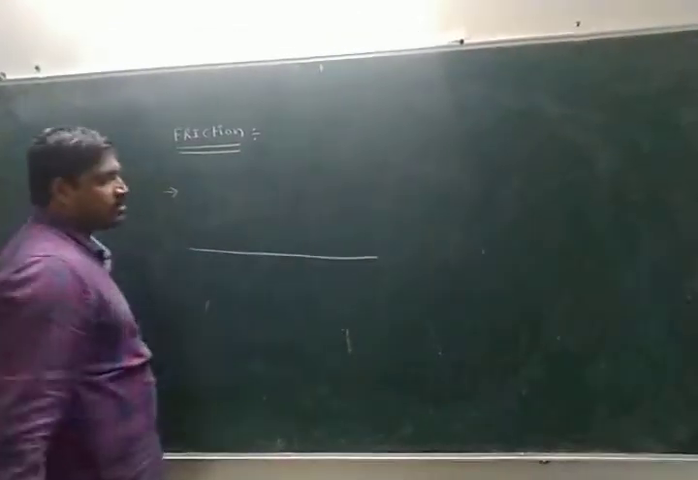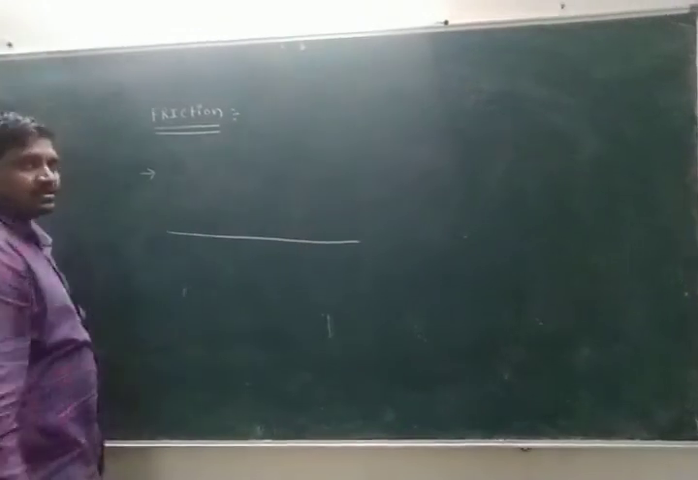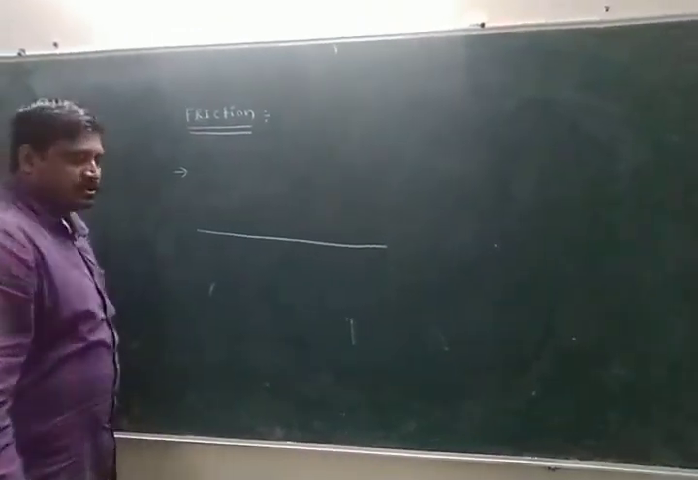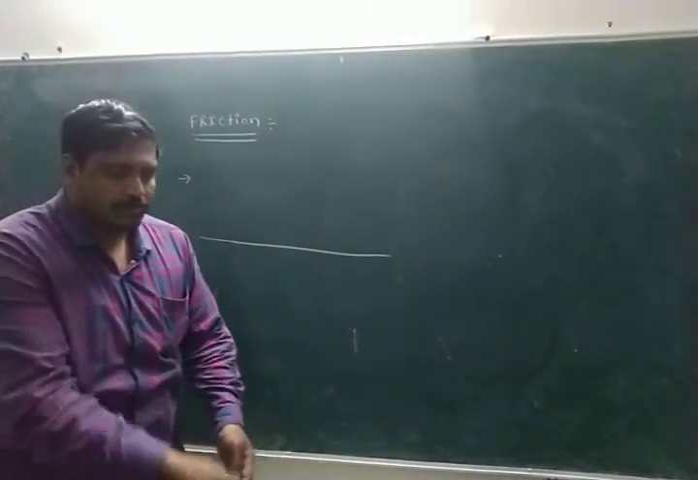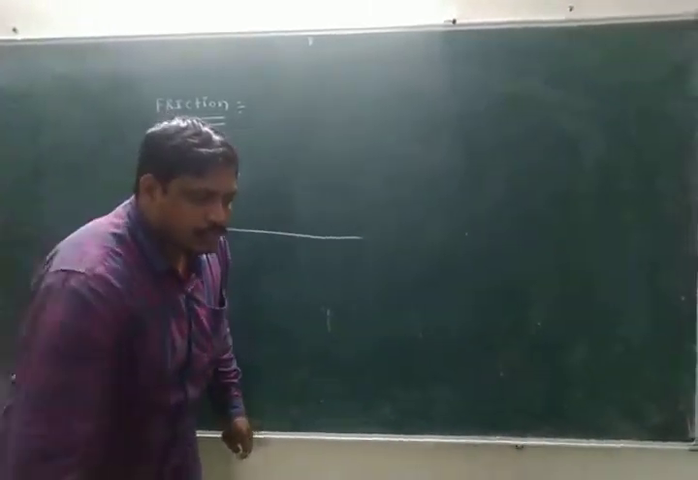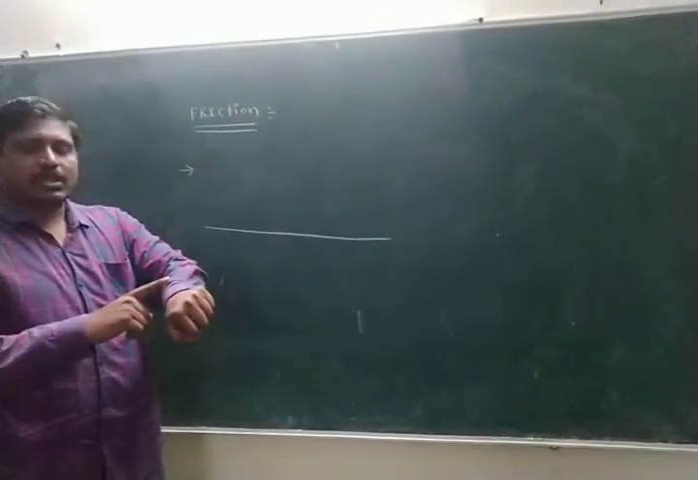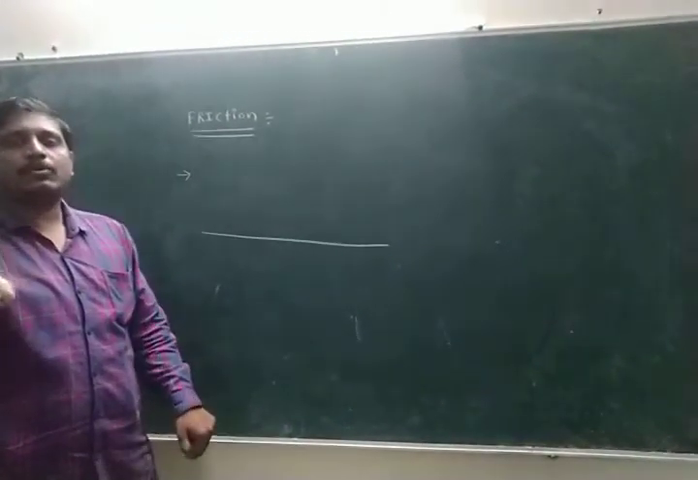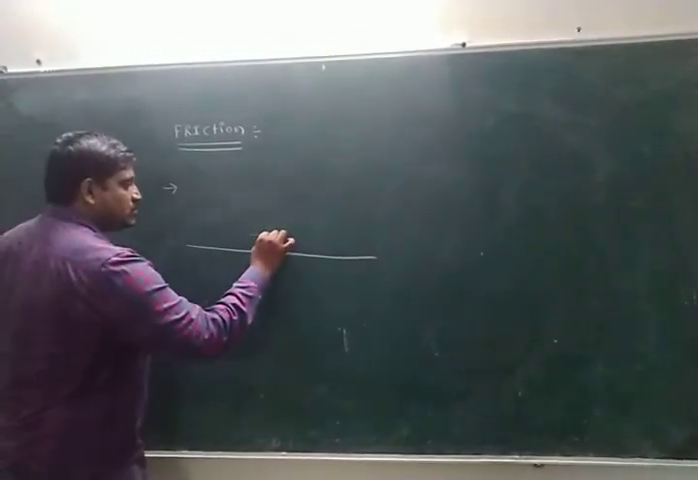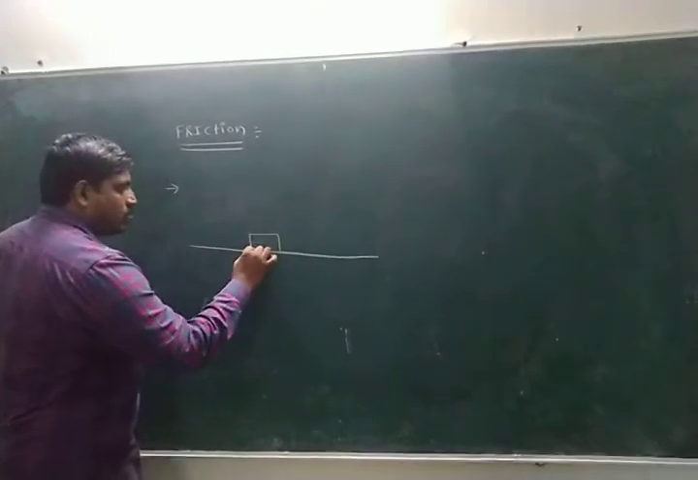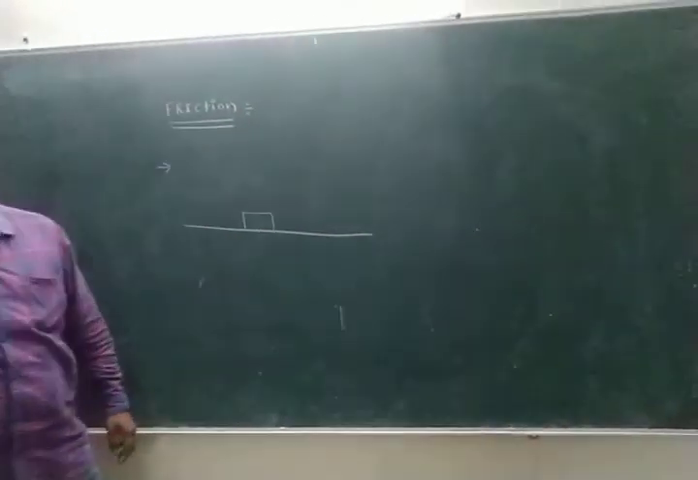This is a rough surface. For example, here is a marble. The marble rolls on the rough surface. After some time, what happens? The marble is at rest.